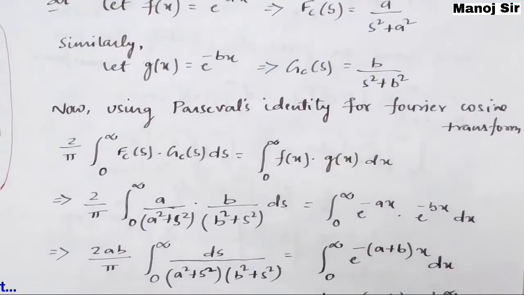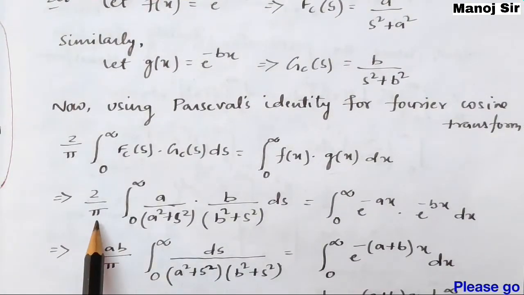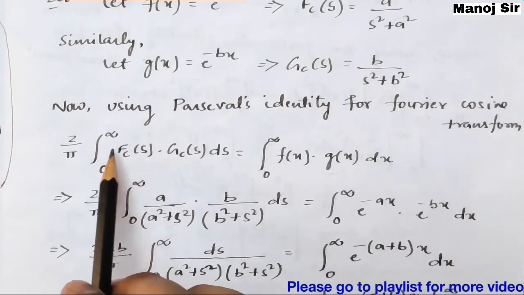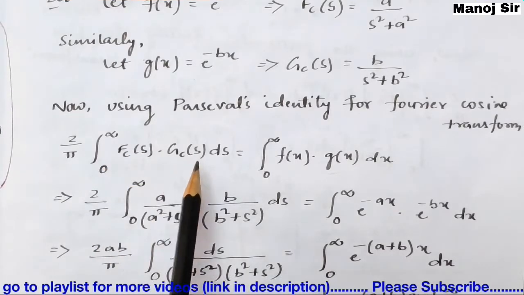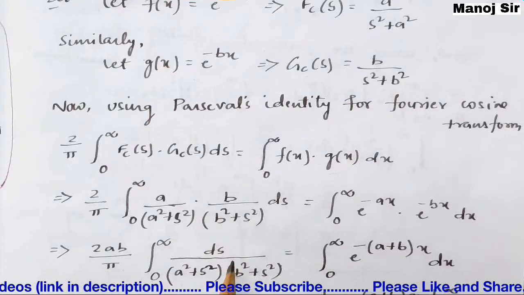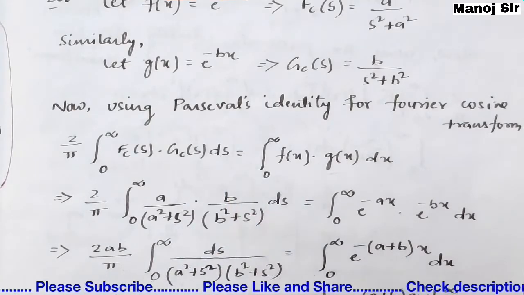Now simply put the values. So 2 upon pi is as it is, integration 0 to infinity. What is fc of s? That is a upon a square plus b square. And what is gc of s? That is b upon b square plus s square. Don't forget to write this ds here.